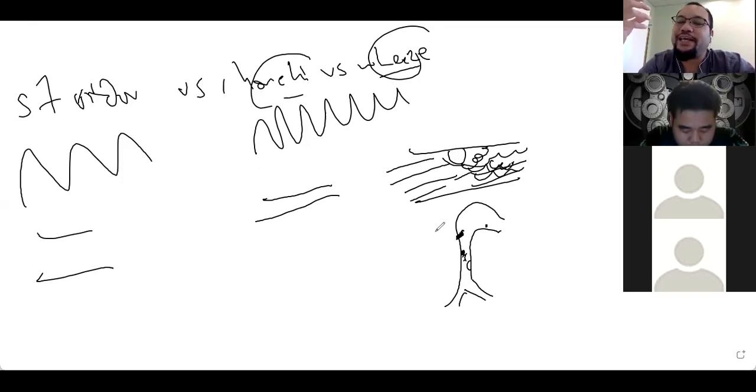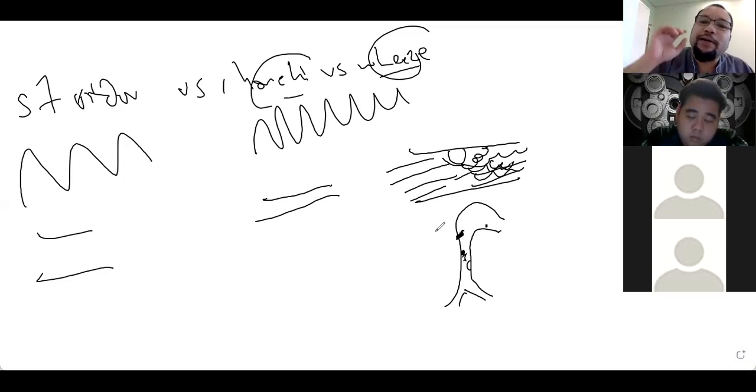Similarly, inspiration is an active process. You are sucking air in. When there is an obstruction, more turbulent flow is created. Why does it become stridor? Why not wheeze? Because of the caliber of the lumen. The caliber of the lumen causes the frequency to be lower, low frequency. Low frequency is a harsh type of sound.